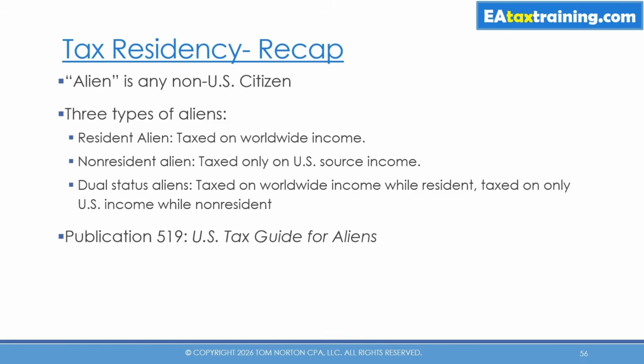So let's do a recap of this whole tax residency thing. Remember, what is an alien? It is any non-US citizen. And then there are three types: resident alien, taxed on worldwide income; non-resident alien, taxed only on their US source income; and a dual status alien who's taxed on their worldwide income while they're a resident, taxed only on their US income while they are a non-resident. And again, if you want more information, look at publication 519.